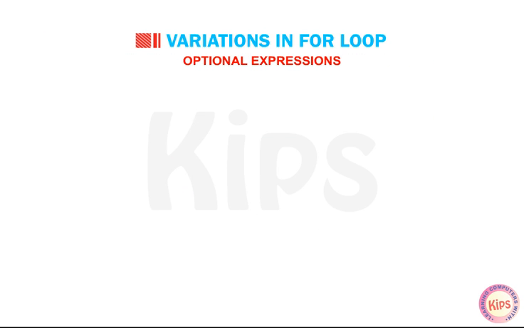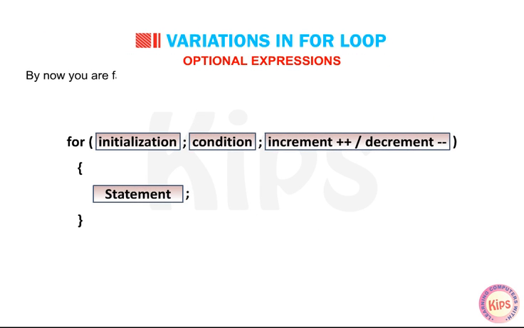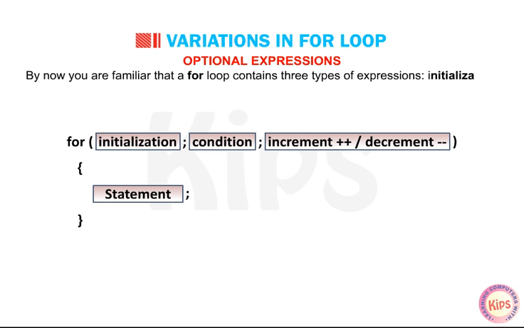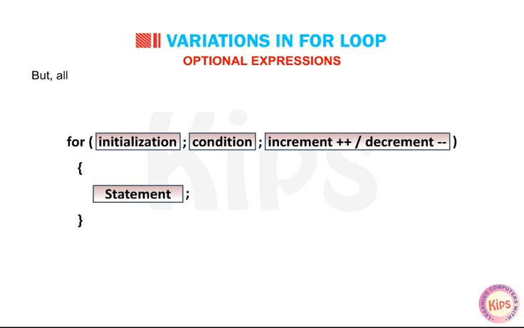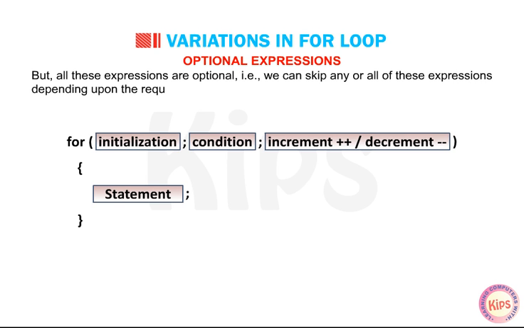Number 2, optional expressions. By now you are familiar that a for loop contains 3 types of expressions: initialization expression, test expression (condition), and an update expression. But all these expressions are optional. That is, we can skip any or all of these expressions depending upon the requirement of a program.